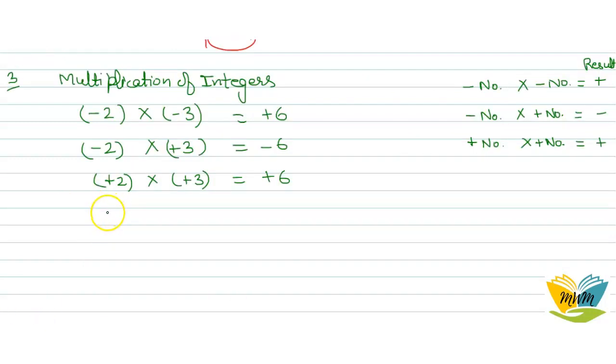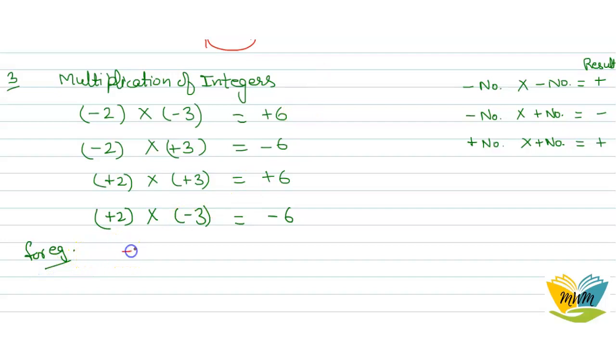Now if we want to multiply plus 2 with minus 3, same. 2 3s are 6 and plus minus minus. So we will put negative symbol with 6. Now I want to give some more examples to you.